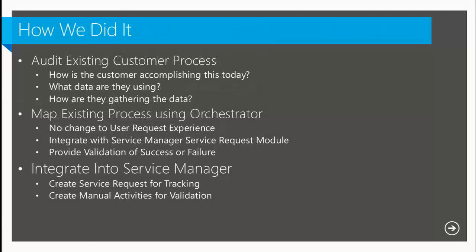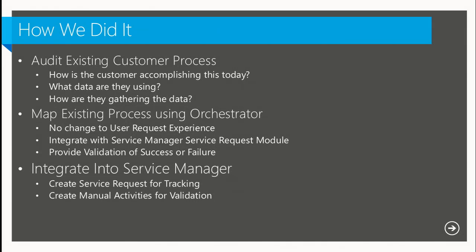So here's how we did it. We audited their existing process. So we figured out how it is that they're doing it today, and that's using the web form. And then we had their IT department create that XML attachment, which we then used as input into the Orchestrator runbook. Okay? And we just kind of mapped to that process.